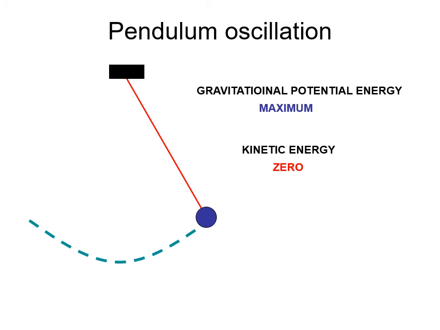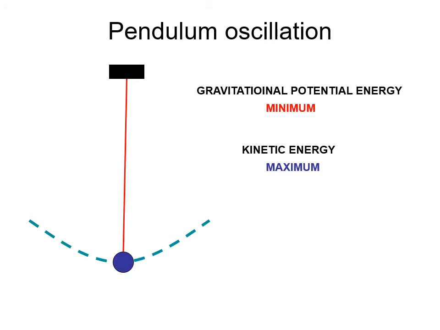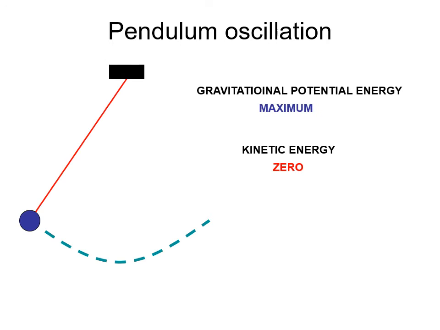Okay, and remembering that kinetic energy is half mv squared. If v is zero, then kinetic energy will also be zero. And we go back again, the gravitational potential energy is at a minimum because height is at a minimum, and it's now at a maximum for kinetic energy because this is where the speed or velocity of the object, the mass, is at its maximum.